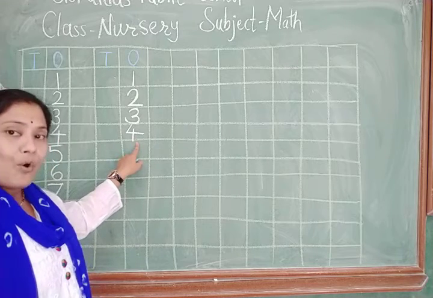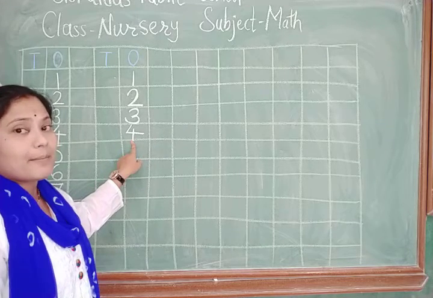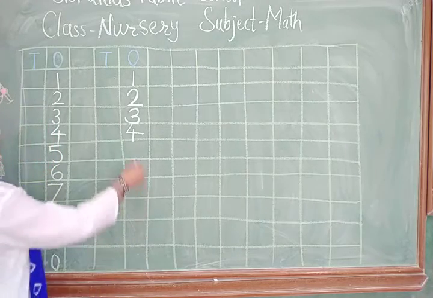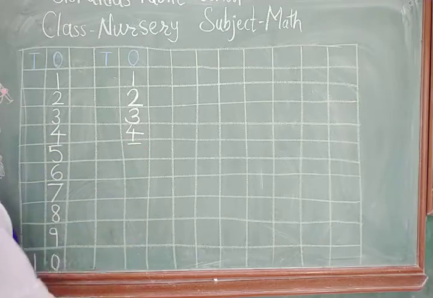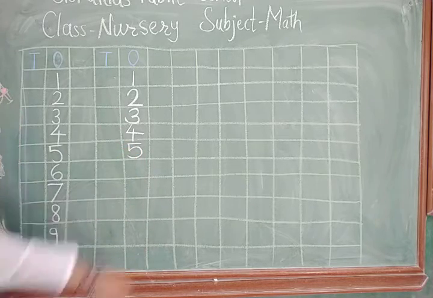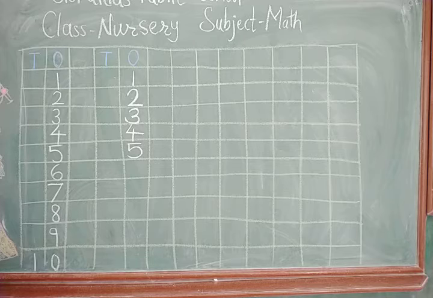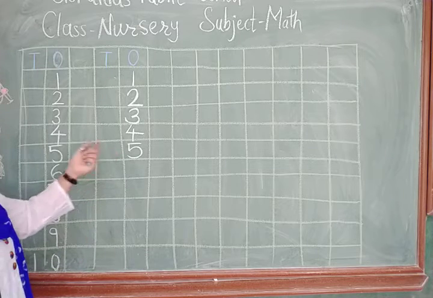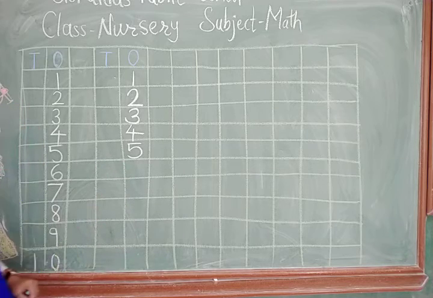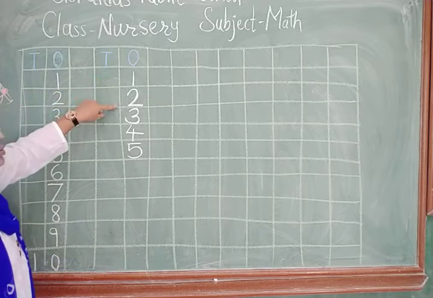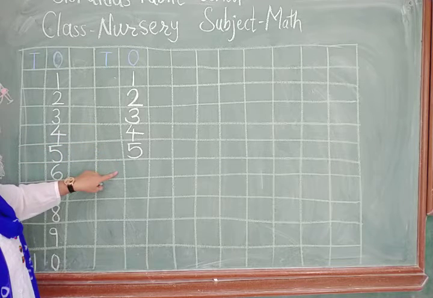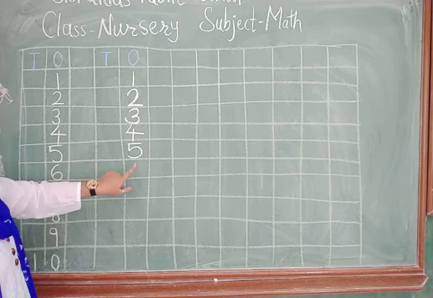Number 4. And after number 4, which number comes? Number 5. One slipping line, one standing line, and one half curve make number 5. This is number 5. And which number comes after number 5? 1, 2, 3, 4, 5, and number 6.